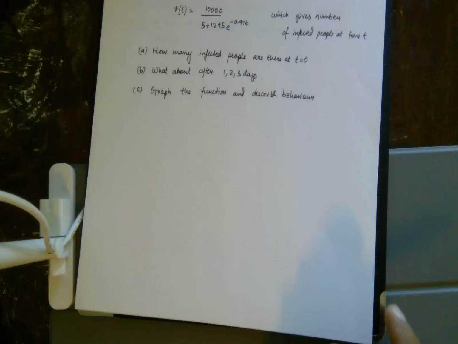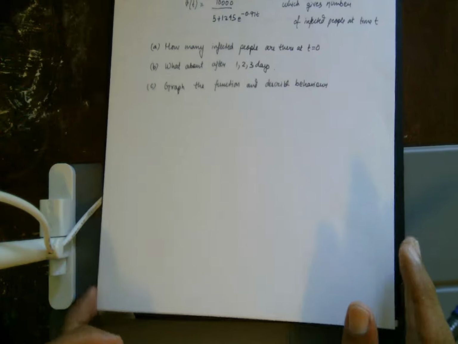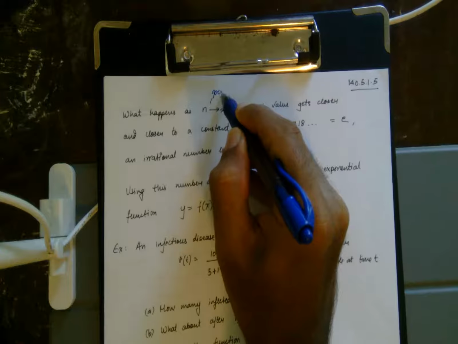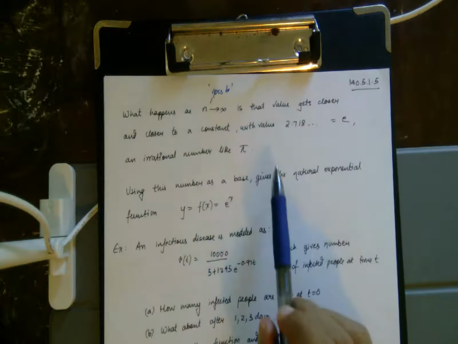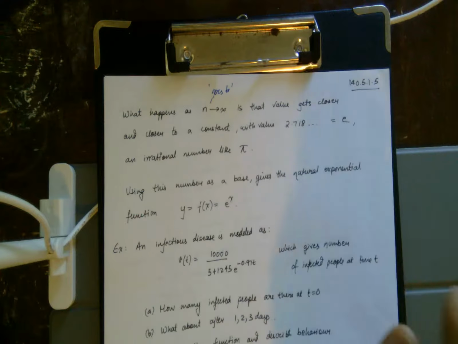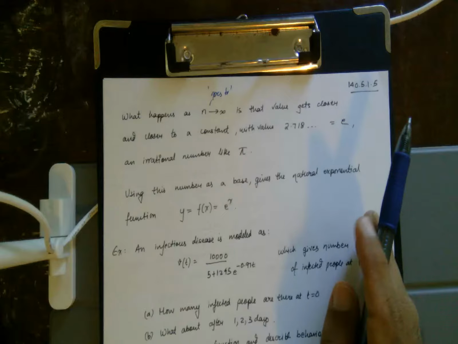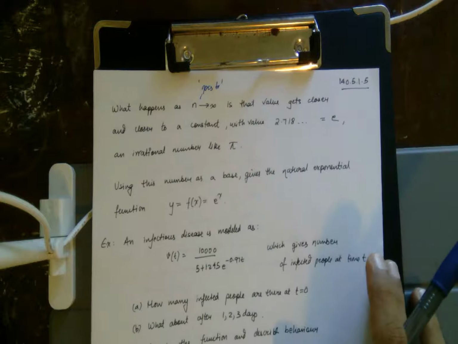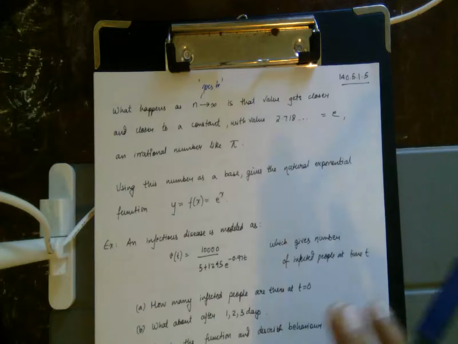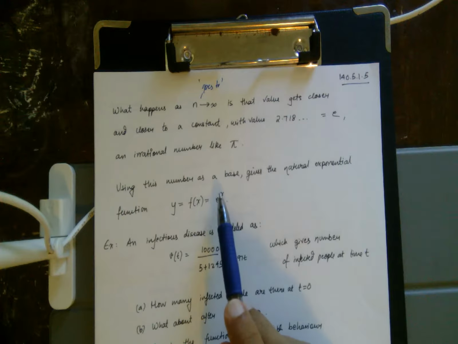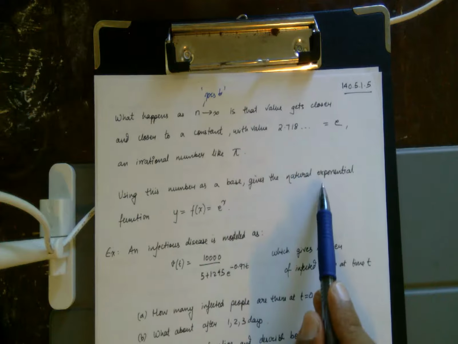So the mathematical way of saying that is that as n goes to infinity, the value gets closer and closer to a constant, which is 2.718, with infinitely many digits, and that's called e. It's an irrational number, just like pi. And because the definition of e comes with an exponent, it's a very natural occurring base for an exponential function.